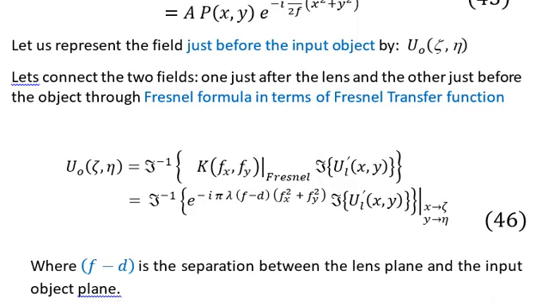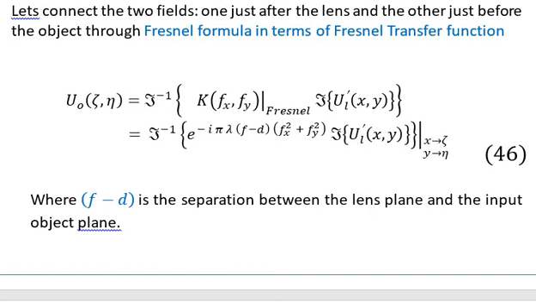So you see that we have to apply the Fresnel formula in order to calculate the field in the free space propagation, that is after the lens and just before the object. For that we are using the Fresnel transfer function approach, which is given in equation number 46.